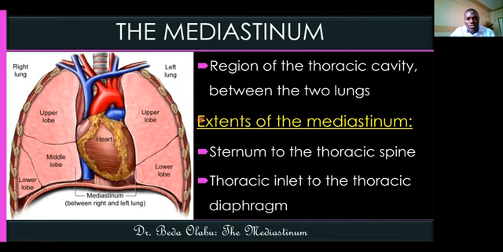Superiorly, it extends from the thoracic inlet. The thoracic inlet is that region bounded by the first rib, the region that enters the thorax. That is what we call the thoracic inlet. It's a connection between the thorax and the neck. Inferiorly, the mediastinum ends at the diaphragm. So those are the extents of the mediastinum.